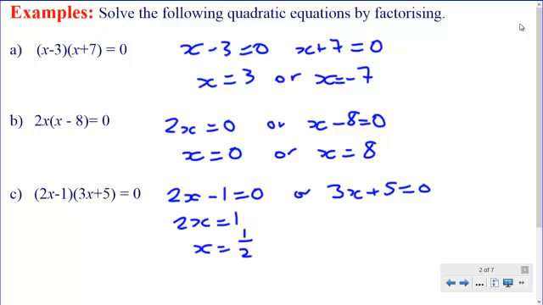So if we look at the next one, 3x plus 5 equals 0, you think what value of x will make this equation true? Well, x is going to equal negative 5 on 3, because if we multiply negative 5 on 3 times 3, the 3's cancel out, we get negative 5, plus 5 is equal to 0. So you're going to be able to solve these by inspection after a bit of practice.